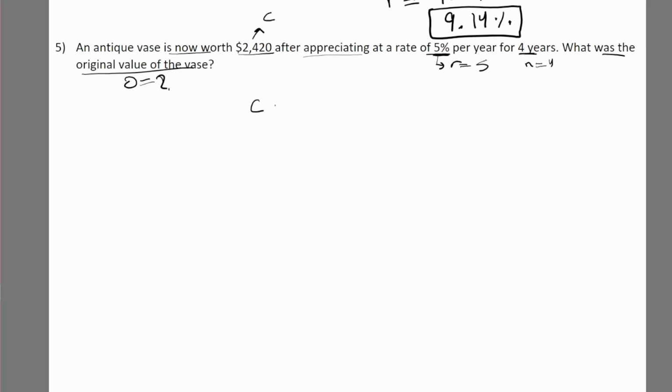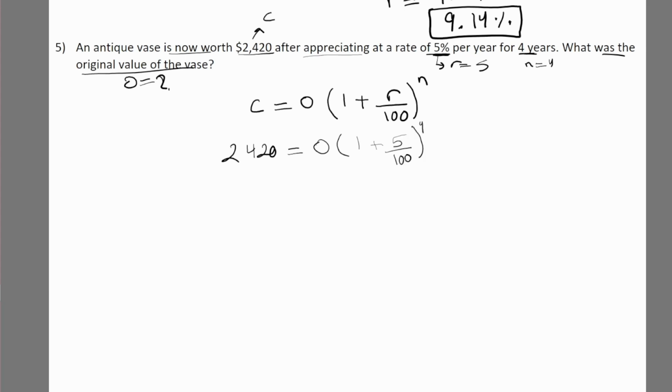So we're going to go ahead and write the rule. C is equal to original multiplied by 1 plus, and we're using a plus here because this is appreciation, to the power of n. So 2,420 is equal to the original, which is unknown, multiplied by 1 plus 5 over 100 to the power of 4. And we evaluate this by firstly plugging in this entire expression on our calculator.